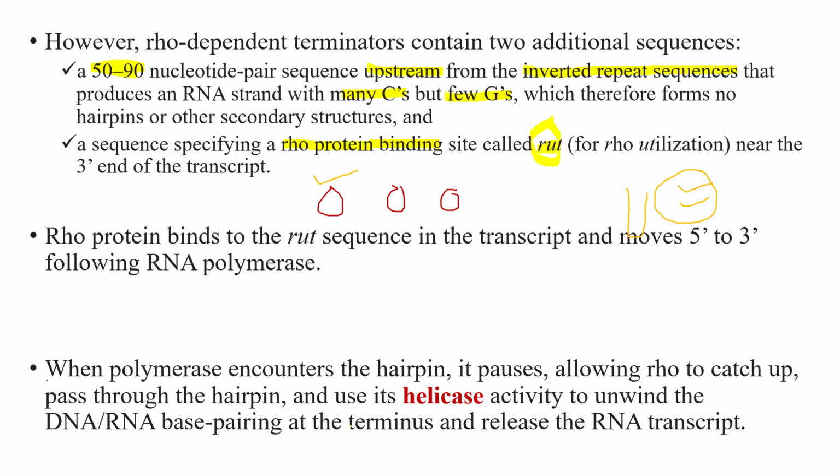So this was the rho dependent termination mechanism, where there is involvement of rho protein, which binds to the RUT site, moves in the 5' to 3' direction, and chases the RNA polymerase, which has paused because of the hairpin structure, a similarity to the rho independent mechanism. This allows rho to catch up, and using its helicase activity, it unwinds and releases the nascent RNA transcript. So in this lecture, we have seen two major mechanisms of termination of transcription in bacteria: rho independent termination mechanism and rho dependent termination mechanism.